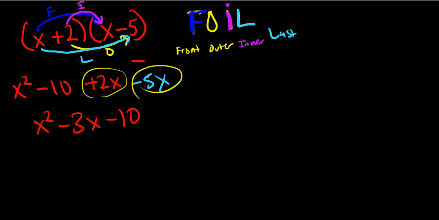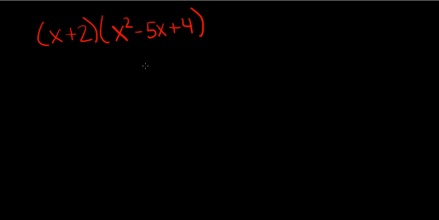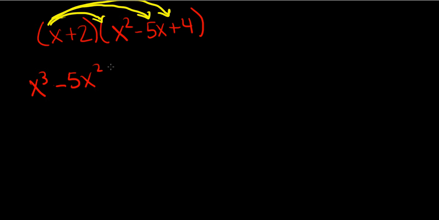Now we're going to look at something kind of similar to this, except we're going to be multiplying polynomials now. So we have x plus 2 in parentheses times x squared minus 5x plus 4. So what you want to do here is multiply the x in the first parentheses by all 3 terms first. So let's do x times x squared. And x times x squared would give us x cubed. X times negative 5x would give us negative 5x squared. X times 4 would give us 4x.